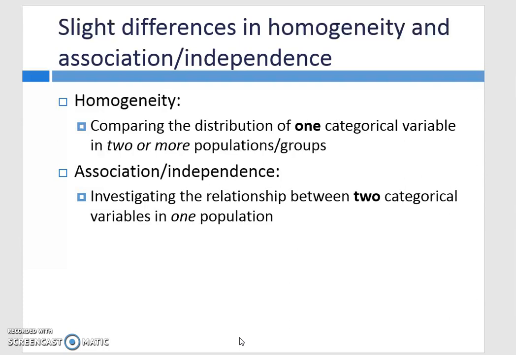They're both for two-way tables. You calculate the expected counts the exact same way, but it's the hypotheses that are different. And it's who you're comparing. So for homogeneity, you're comparing the distribution of one categorical variable in two or more populations or groups. So one variable, two or more groups. Now association or independence, we're looking at the relationship between two variables in just one population. Okay, so some things to think about there. That's going to be the big way that you tell the difference between the two. And we'll do some examples so you see.